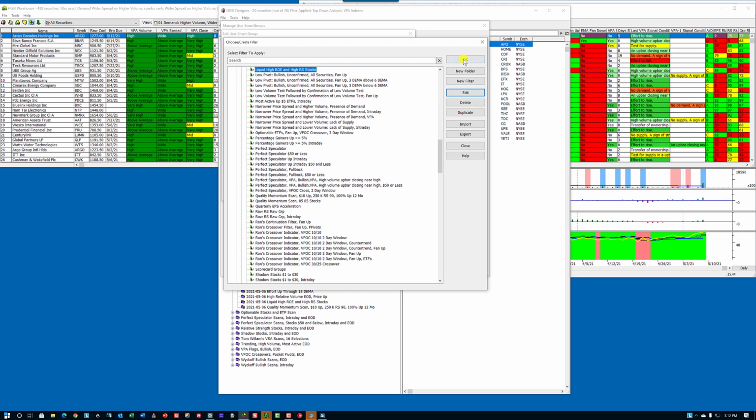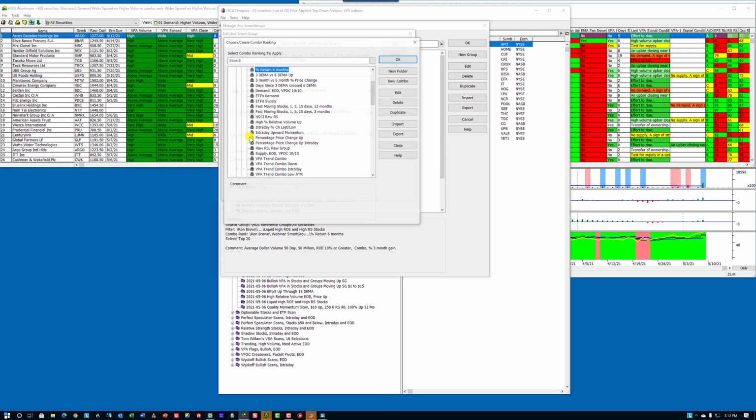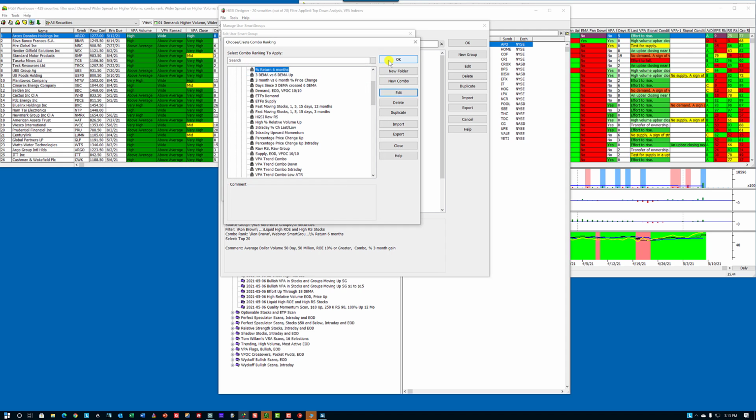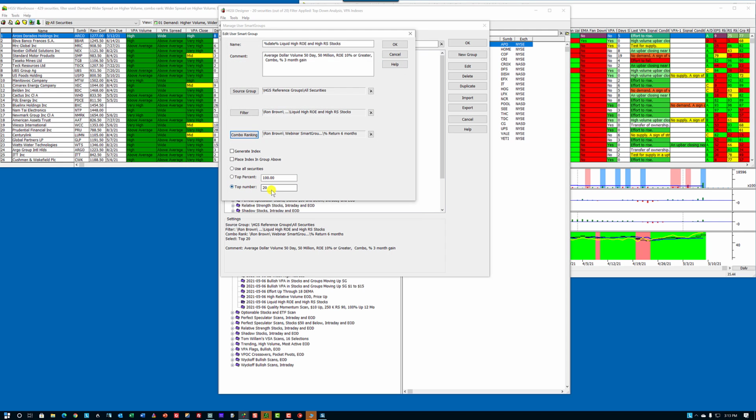Okay, and then I created a very simple combo. Connors wanted 6 months. I don't have 6 months, so I'm using the quarter. The percentage price change for the quarter, weighting that at 100%, and he wants the top 10.